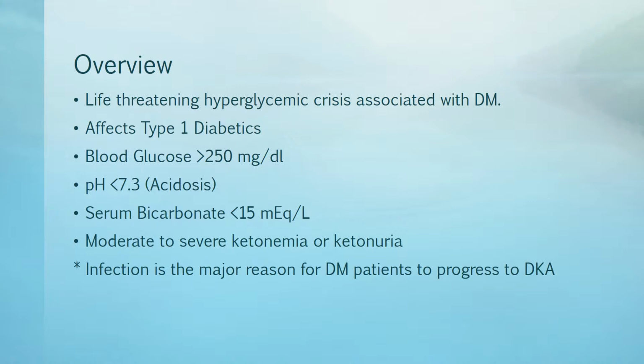So pH tends to be less than 7.3, and they're in an acidotic state, and our bicarb levels are going to be less than 15. And like I said, infection tends to be one of the main reasons why our type 1 diabetics will go into ketoacidosis.